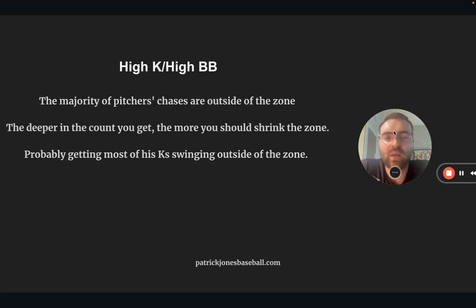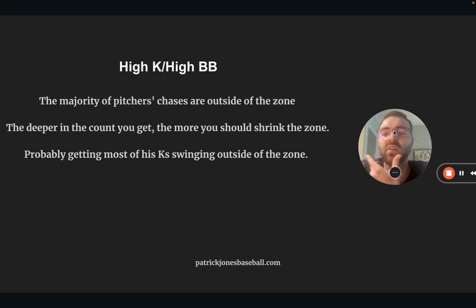Now, when I am looking at pitchers that we're going to face, the next thing that I look at is, is this the type of pitcher that's going to be a high strikeout, high walk pitcher? And the reason why I want to know that is if it's someone who has a lot of strikeouts and a lot of walks, then we need to be aggressive early in the count like we normally would be. But the deeper in the count we get, the more selective we need to be, because they're probably getting most of their strikeouts by getting hitters to chase pitches outside of the zone the later on in the count they get, because they have a lot of walks too.